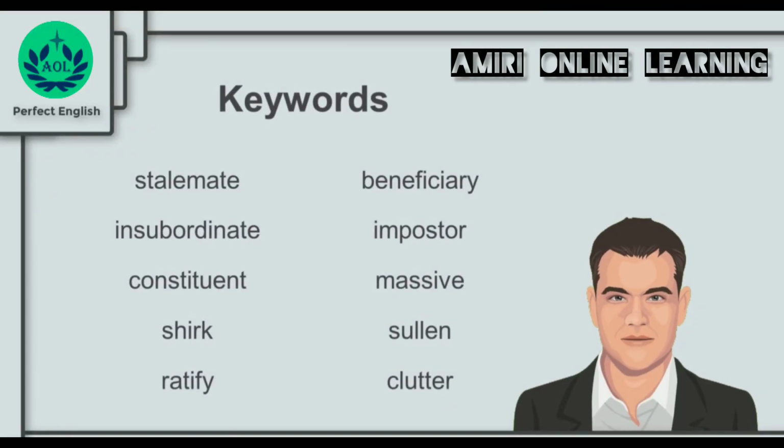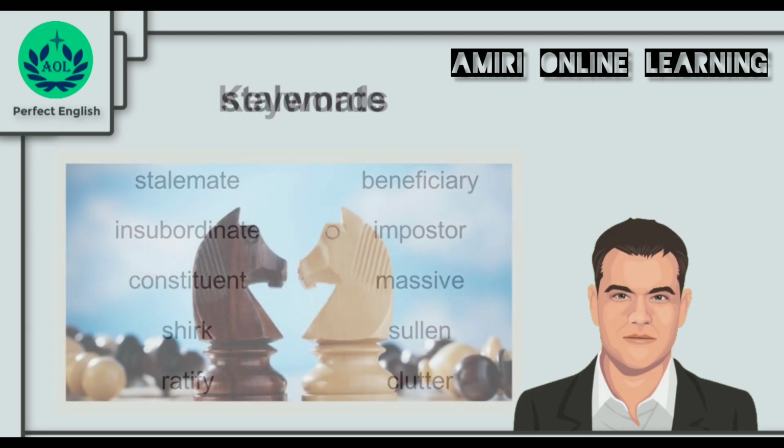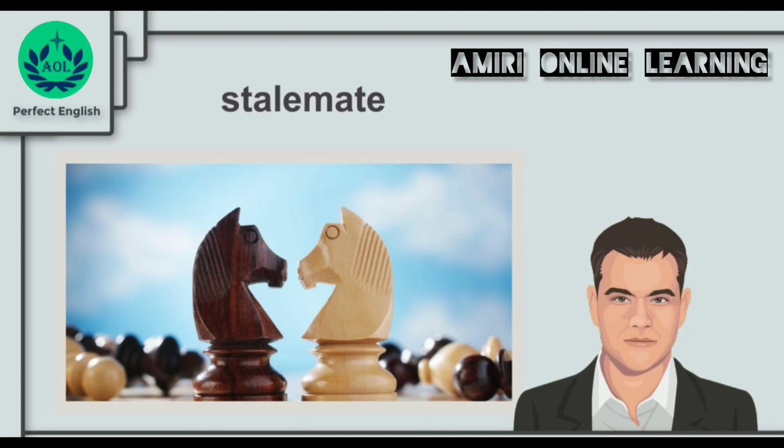In this chapter, we're going to focus on the following 10 keywords: stalemate, insubordinate, constituent, shirk, ratify, beneficiary, imposter, massive, sullen, and clutter. Let's start with the first keyword, stalemate.